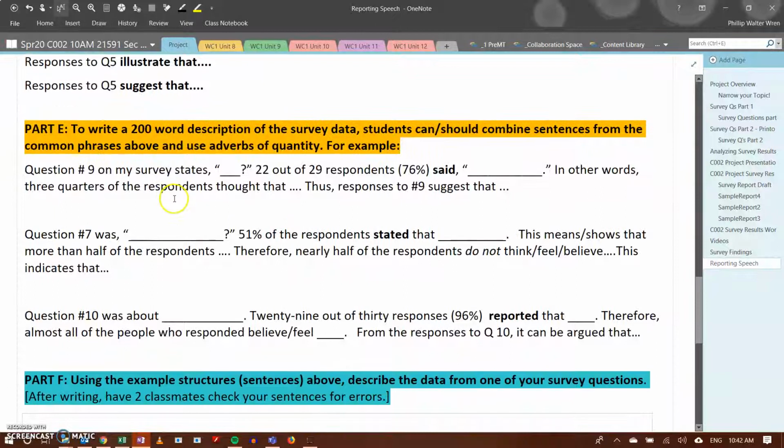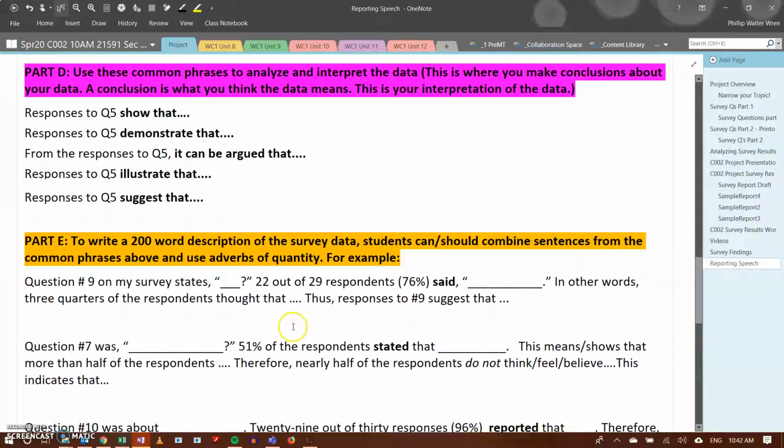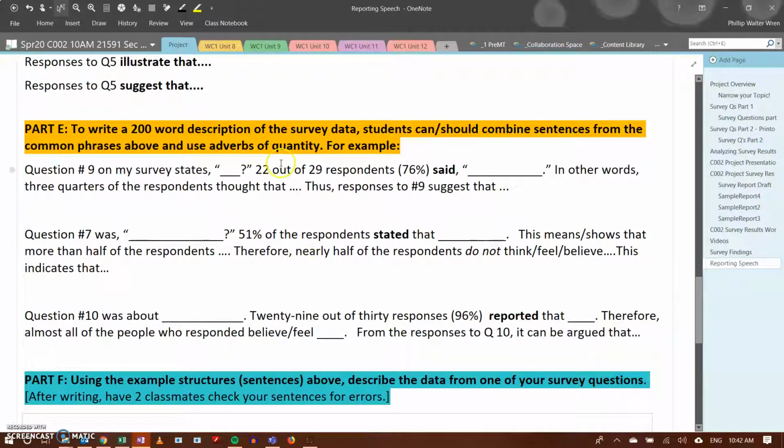Part E. To write a 200-word description of the survey data, you need to combine sentences from all of the phrases above, using adverbs of quantity, and put it all together. So, for example, question 9 on my survey states, point, 22 out of 29 respondents, 70% said blank. In other words, 3/4 of the respondents thought that what? I'm analyzing that information. Thus, responses to number 9 suggest.